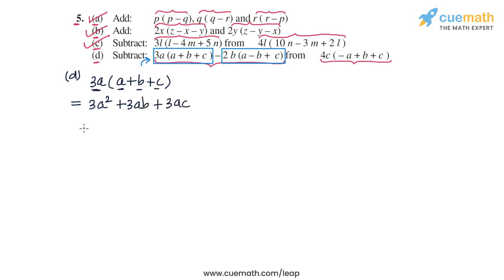Alright, similarly, now let's take the second part, which is 2b times a minus b plus c. So 2b times a minus b plus c. This will be equal to 2b into a, so 2ab. Then minus 2b into b, which is minus 2b square, and then 2b into c, which is 2bc.